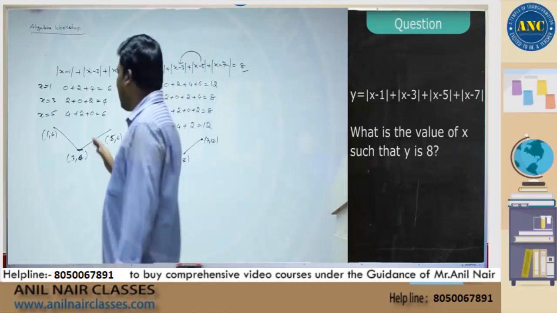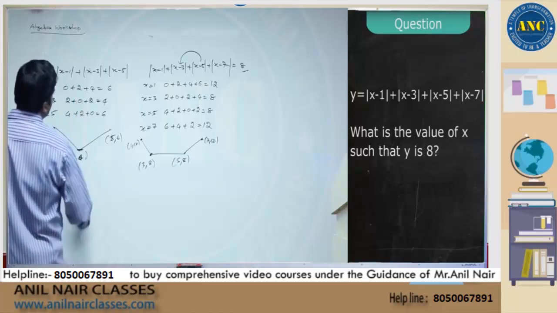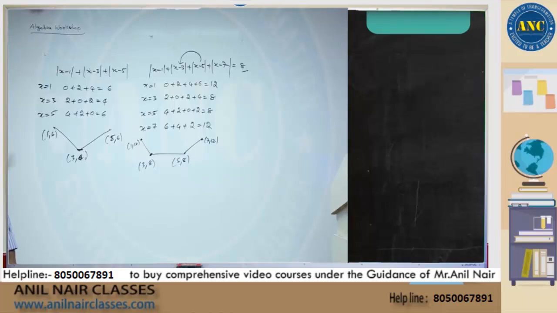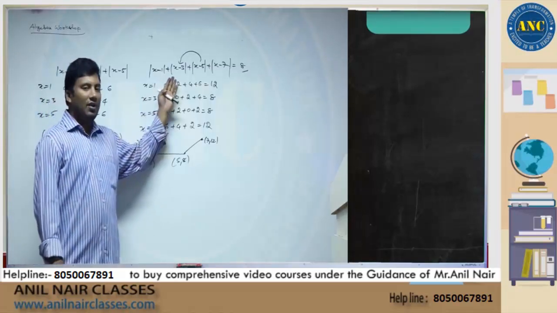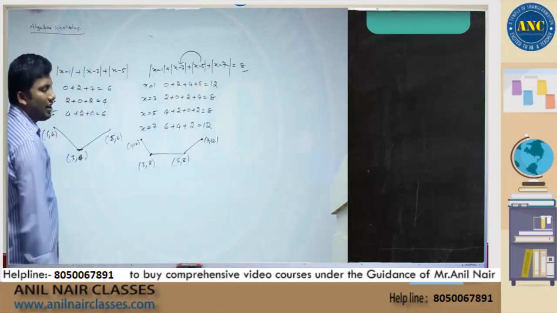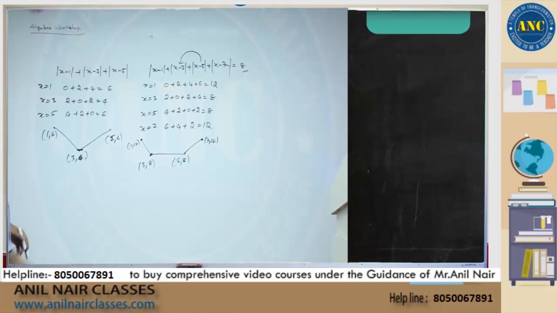Please remember, if the number of modulus functions added are odd, I will get a unique value for x to get the minimum value for the expression. If the number of modulus functions added are even, I will get the range for x. And the range for x is at the median value of x. Either he will ask you the minimum value of the expression or he will put a right hand side. Now, once you understand this, then our question becomes very easy.